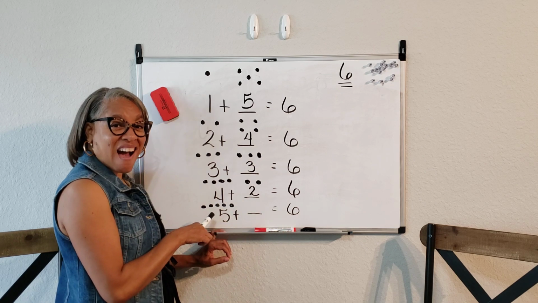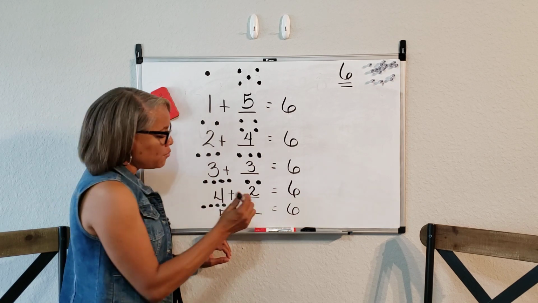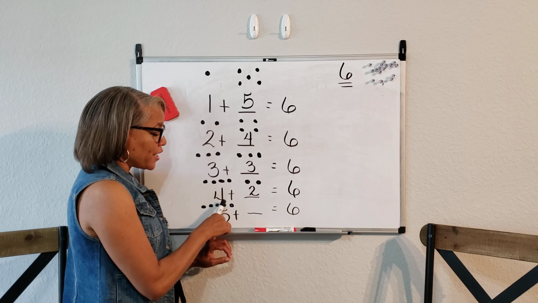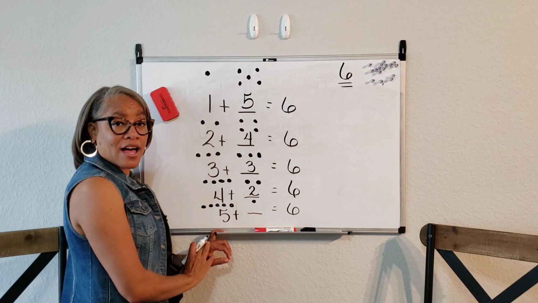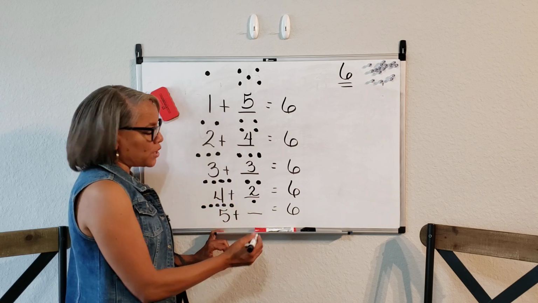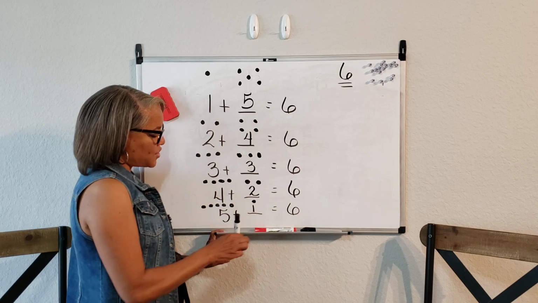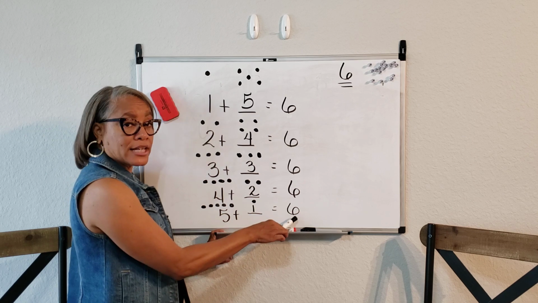So how many more dots do we have to draw? 1 more. Good. 1, 2, 3, 4, 5, and then 6. So what's going to be our other add-in? It's going to be 1 because we only had to draw 1 dot. So 5 plus 1 equals 6.